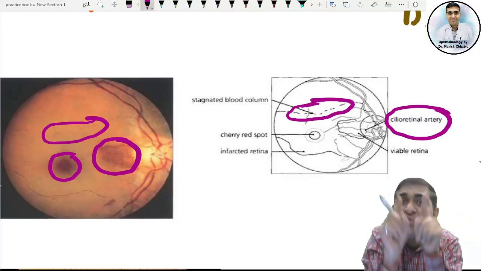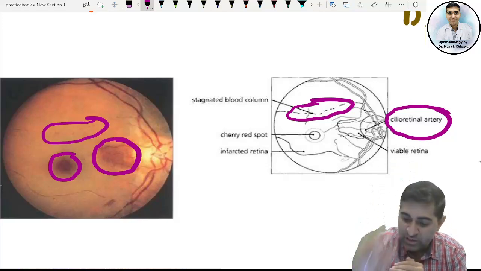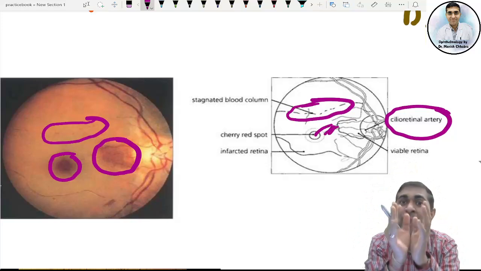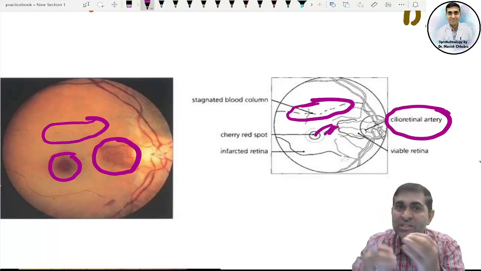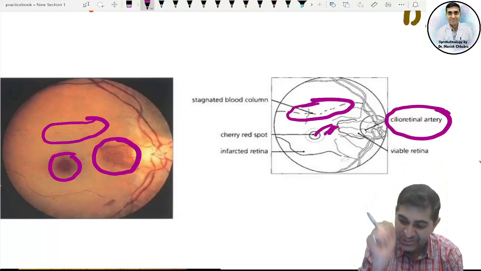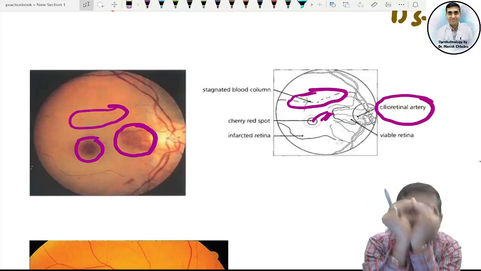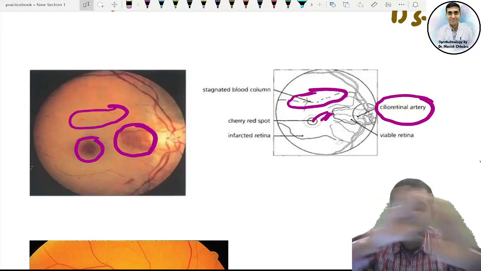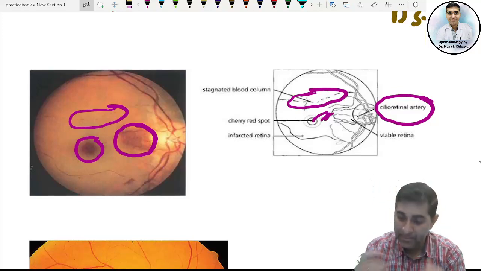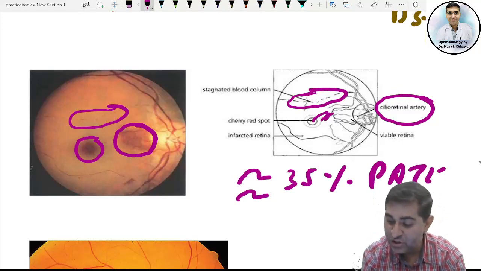Now, if one of those people gets CRAO, because of the presence of this artery, the fovea remains viable and a part of retina also remains viable, because this is an extra supply, an extra gift to that person from the universe. So cilio-retinal artery, if present, will maintain the central vision. There will not be complete loss of vision. The central retina, the fovea will remain viable, but that is seen only in nearly 35% of the patients.